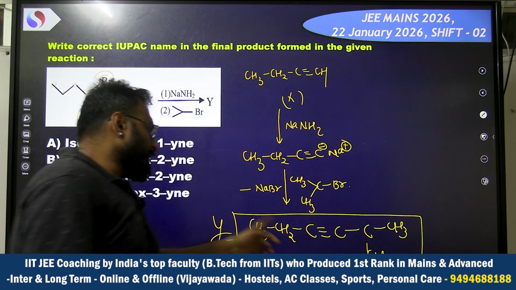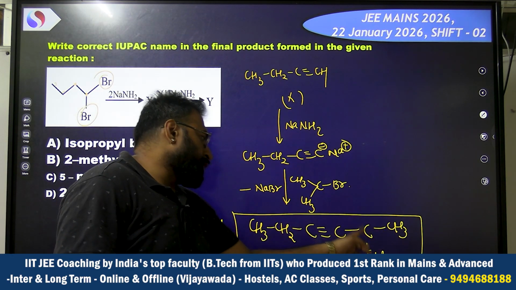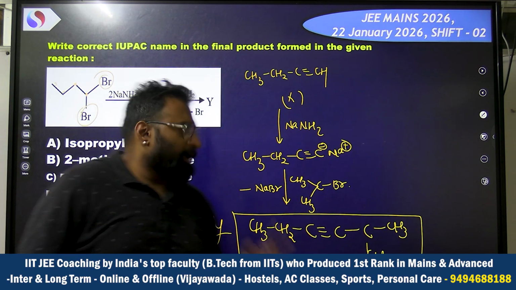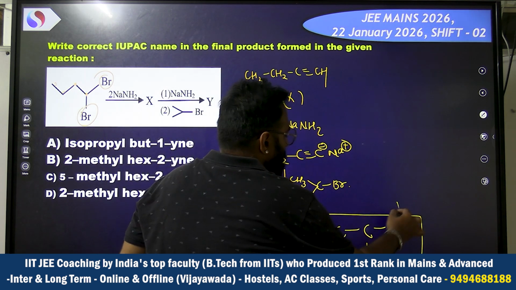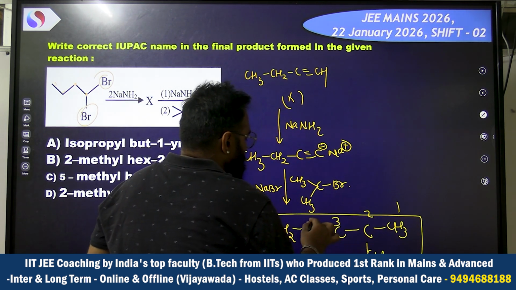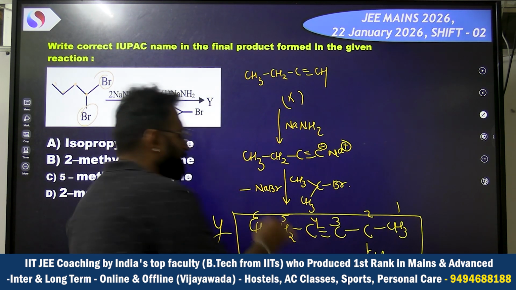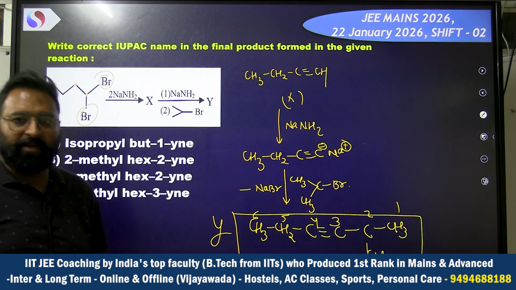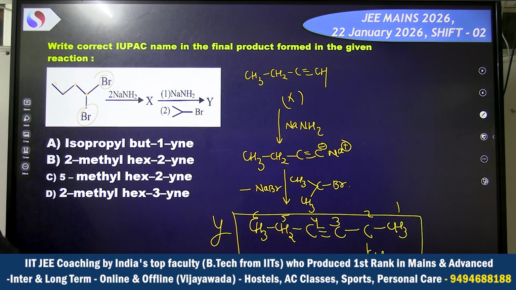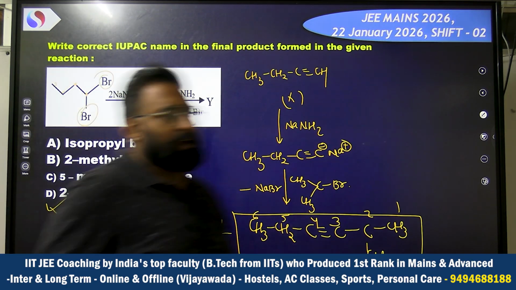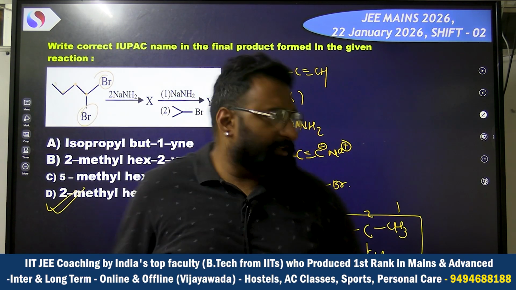So naming: 1, 2, 3. Both sides it is 3. But from this side 1, 2, 3, 4, 5, 6. We have one branch, so the locant rule should be applied. So this will be 2-methyl. 2-methyl means option B and C. 2-methyl, 3-hex, 3-yne. Option D is correct.